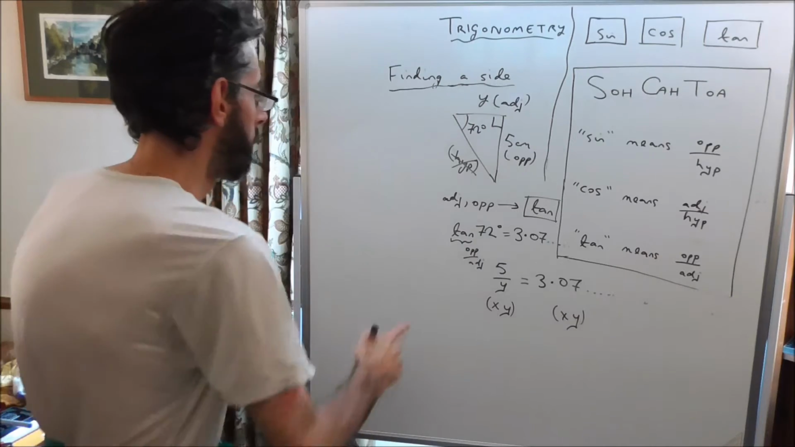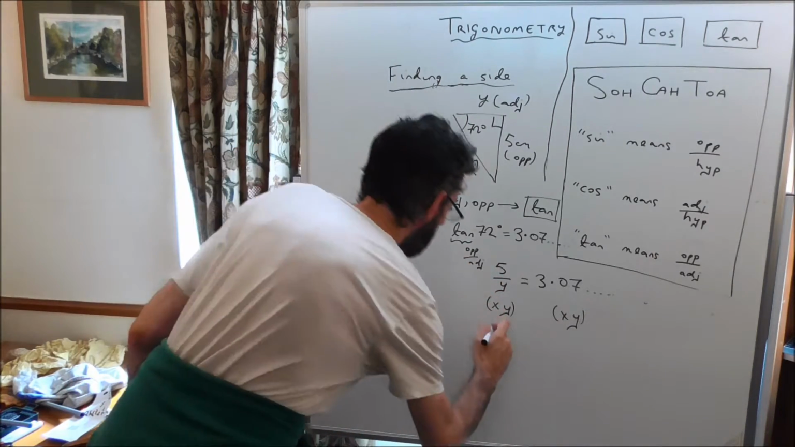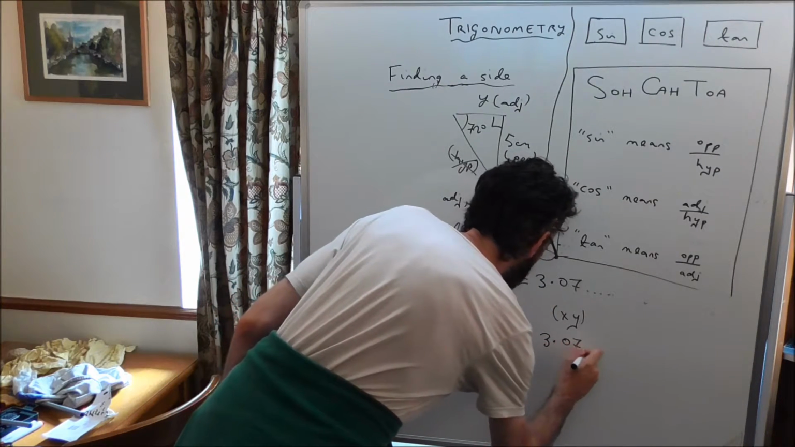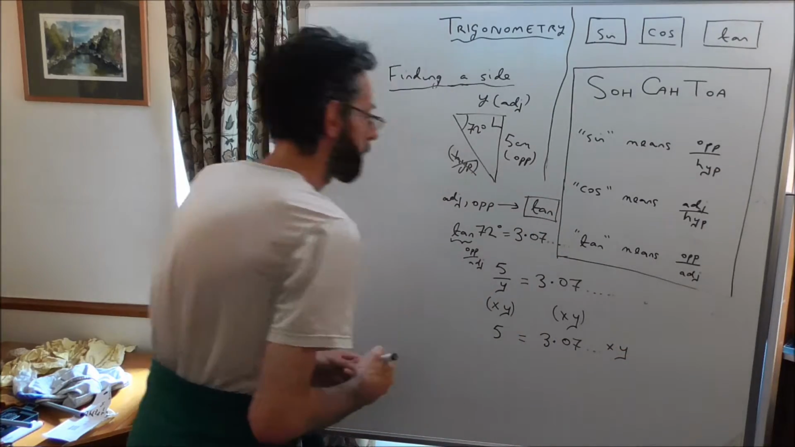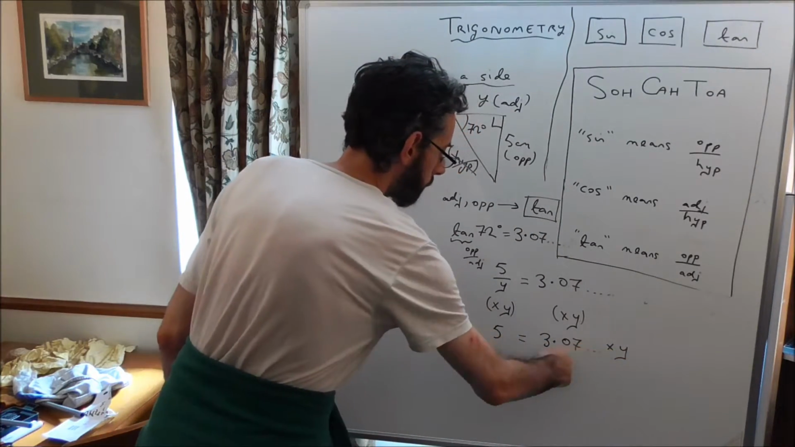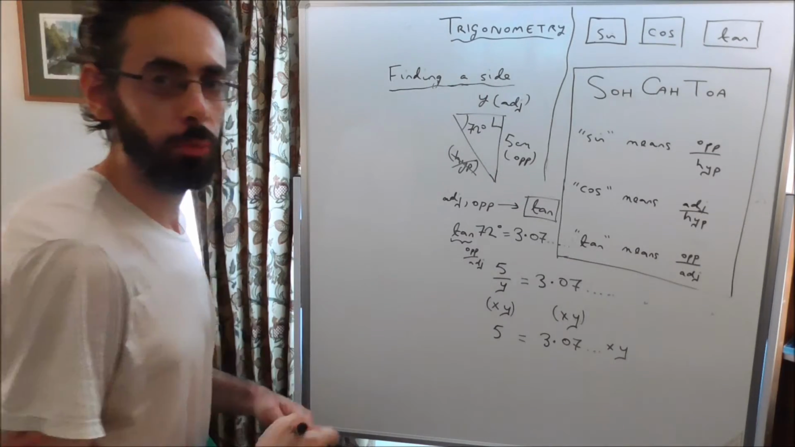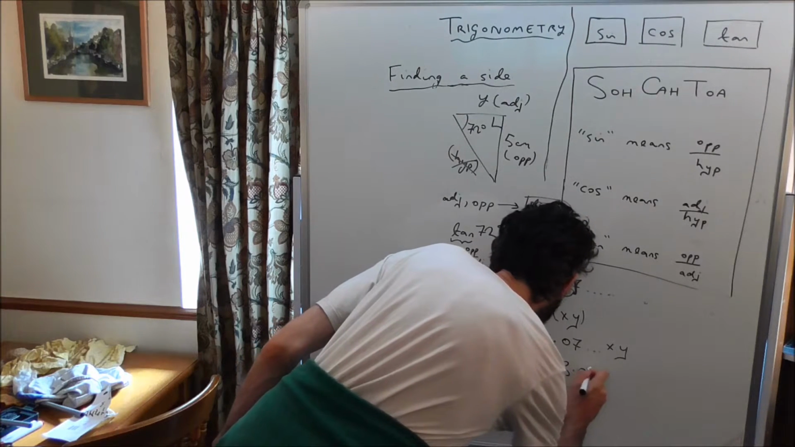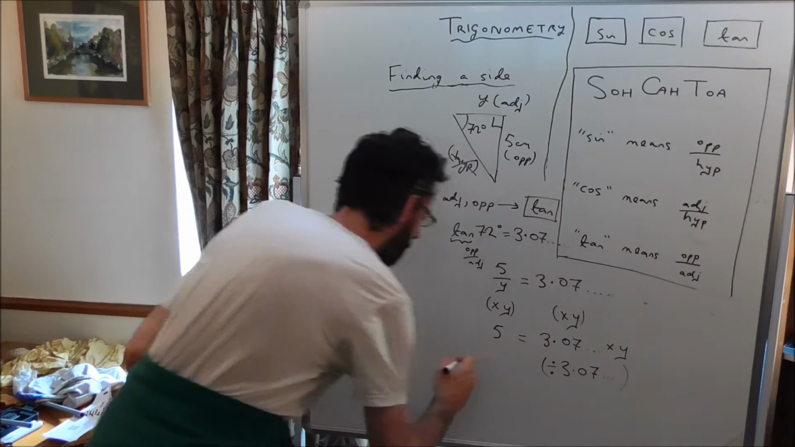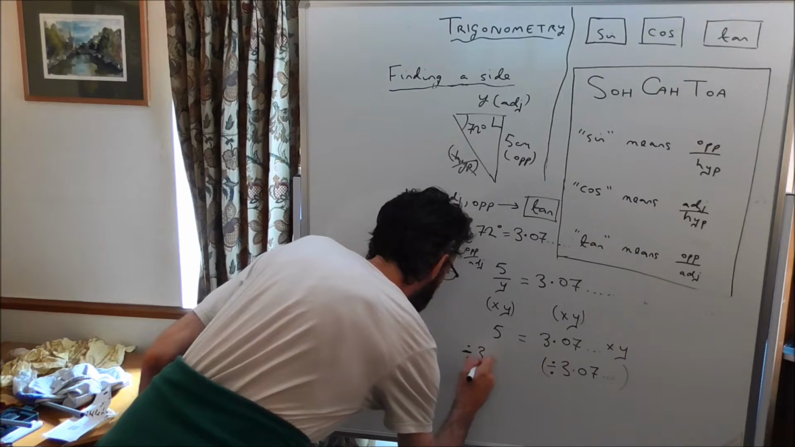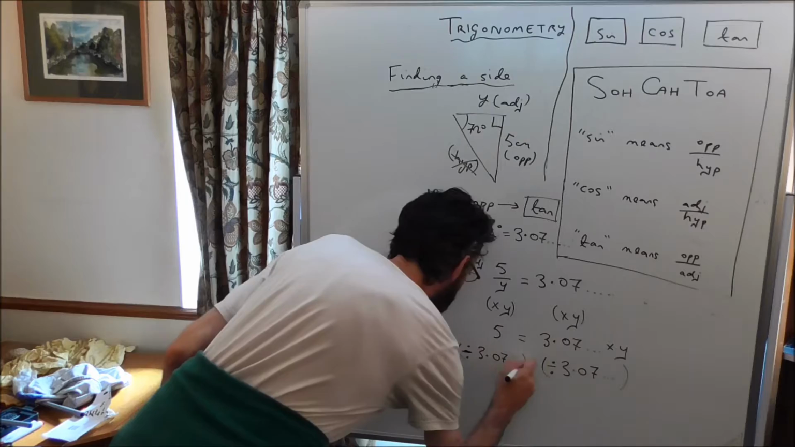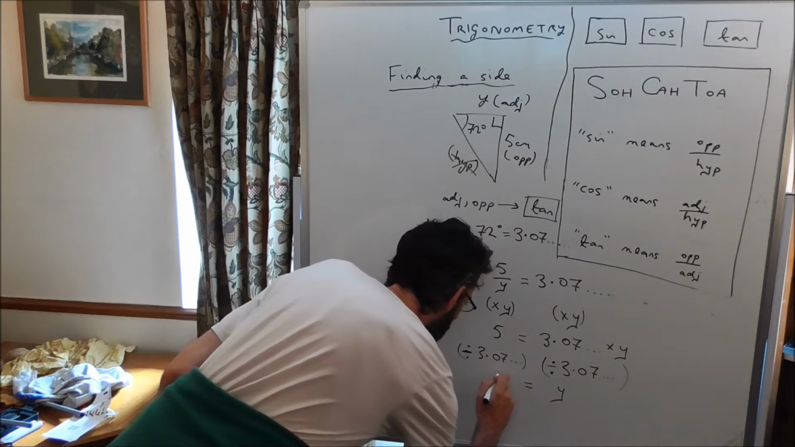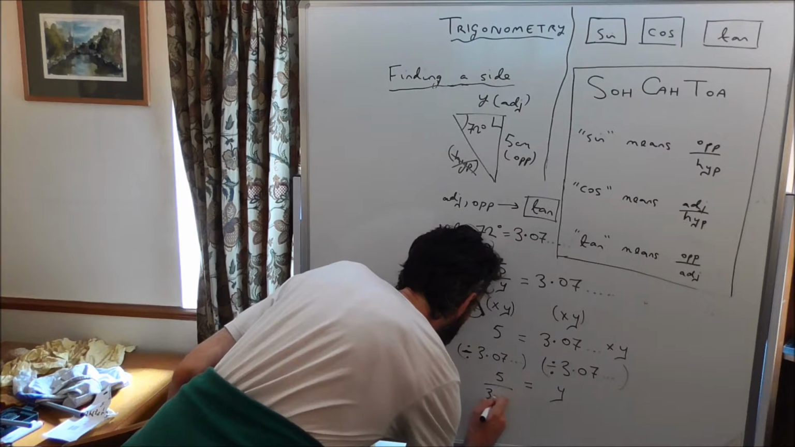Let's see what we get. Well, on this side, 5 divided by y times y is just 5. And on the right hand side we have 3.07 times y. Now we want to get y on its own. It's being multiplied by 3.07, so we need to divide by 3.07. And we need to do the same thing to the left hand side as well. So we end up with, on the right hand side, y, and on the left hand side we end up with 5 divided by 3.07.